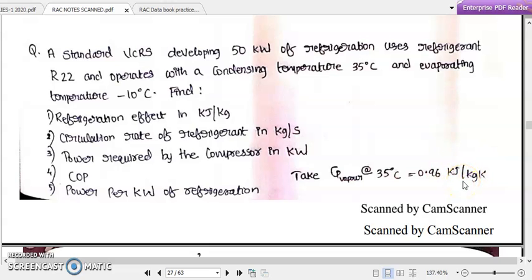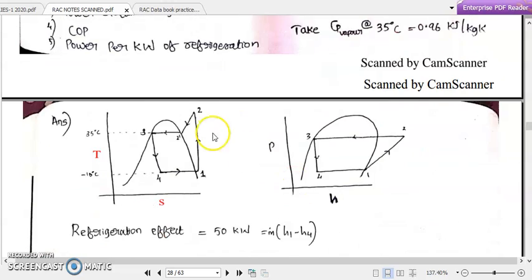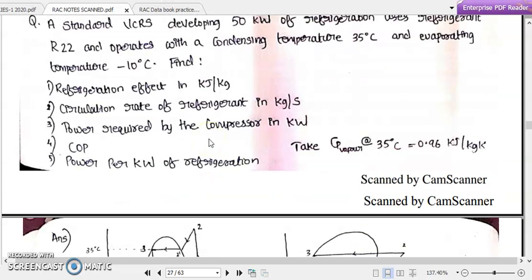Okay, so now we have read the question. Now let us try to solve this question. Before we move on to our solution, first of all, the systematic way to approach a problem in our refrigeration and air conditioning subject is to try to draw a meaningful thermodynamic diagram connected with that question. So here we are dealing with a standard VCRS, or standard vapor compression refrigeration system.